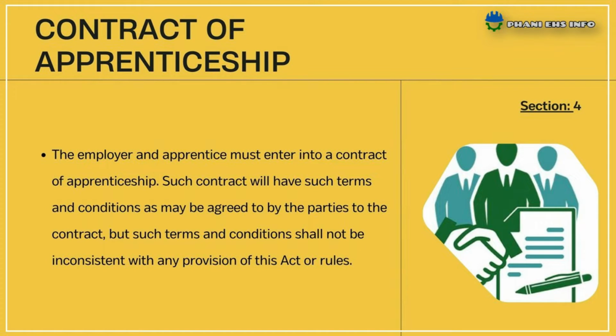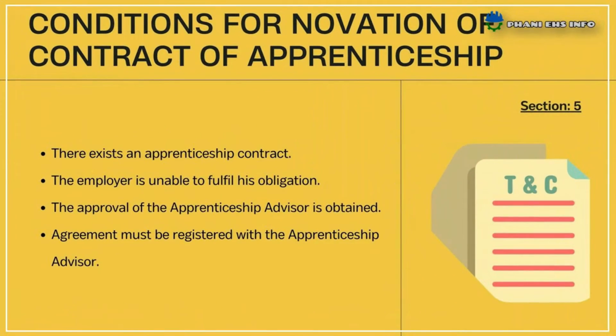Contract of apprenticeship. The employer and apprentice must enter into a contract of apprenticeship. Such a contract will have such terms and conditions as may be agreed to by the parties to the contract, but such terms and conditions shall not be inconsistent with any provision of this Act or rules.